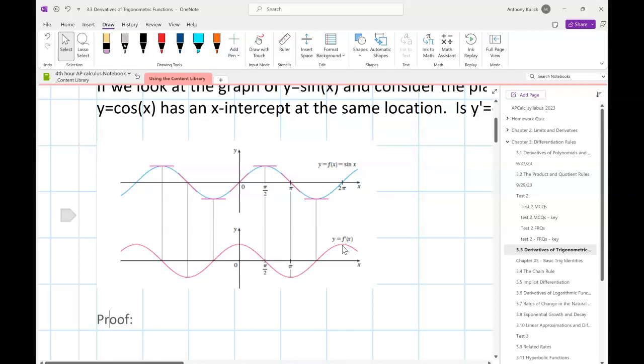This is something we did in a homework problem, I think, back in chapter 2 somewhere, right? So prospectively, it looks like the derivative of sine is cosine. How would we prove that, though?